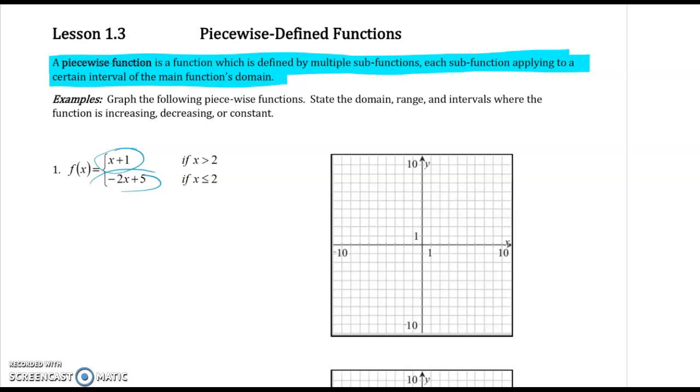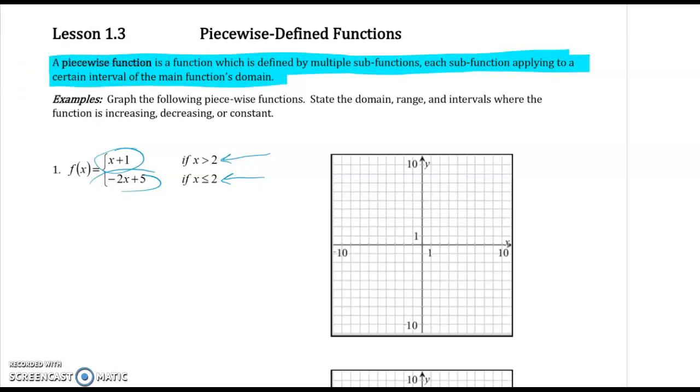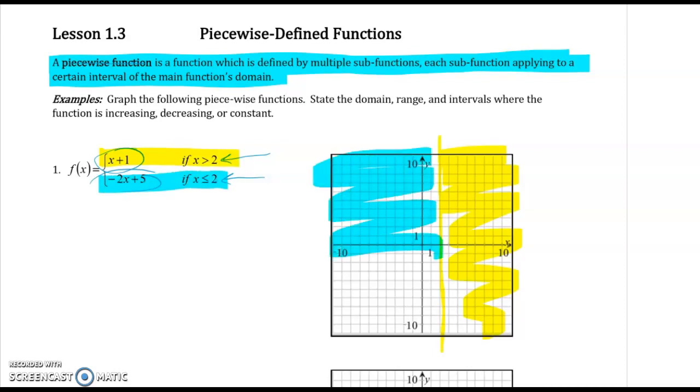So for example, half of our graph is only where x is greater than 2, and half of our graph is where x is less than or equal to 2. Something that's kind of helpful is to take a highlighter on your graph and say, okay, at x equals 2, one graph is going to be on this side, where x is greater than 2, and one graph is going to be on this side. And so that's just kind of the thought.